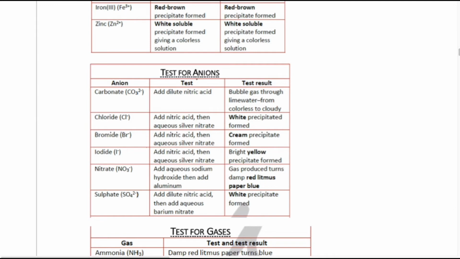And now we look at anion tests. Carbonate, add dilute nitric acid. Okay, so you should expect that if you add dilute nitric acid, carbon dioxide will come out. The carbon dioxide bubble gas. So if you want to identify carbon dioxide, you pass it through lime water.